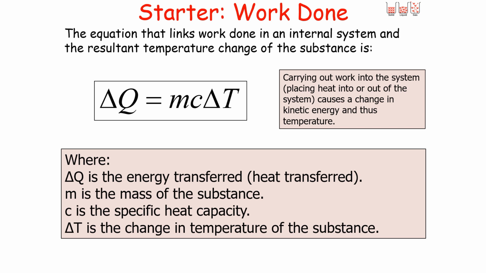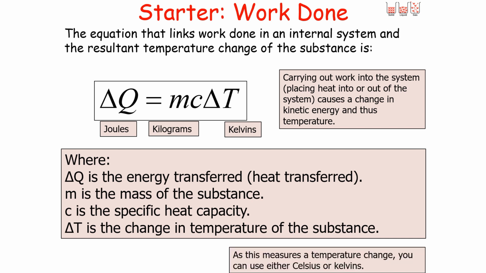Now, it's important to note that delta Q is energy transferred or work done, so is measured in joules. The mass is measured in kilograms, and the change in temperature is measured in kelvins. Now, it's important to note that as this is a delta T, it's a temperature change, you can use either Celsius or kelvins to actually work out this value because the change in kelvin and the change in Celsius is the same value. Now, the last thing we need to look at is specific heat capacity.